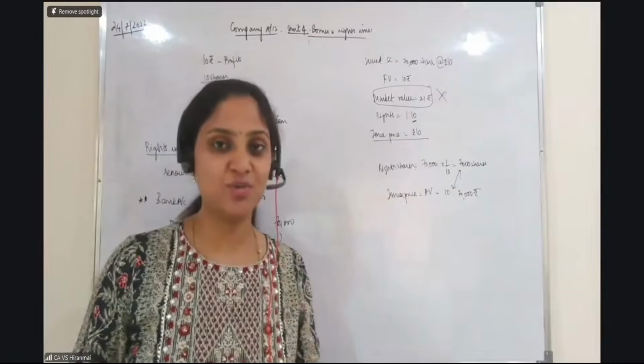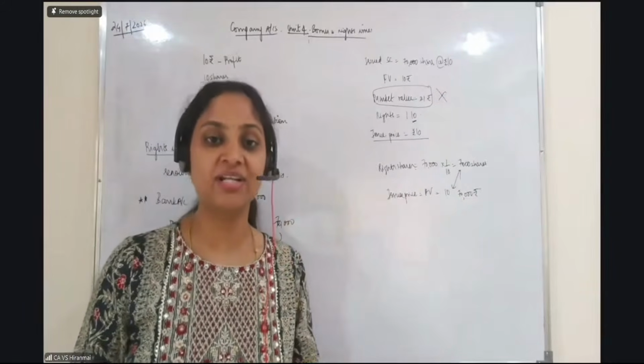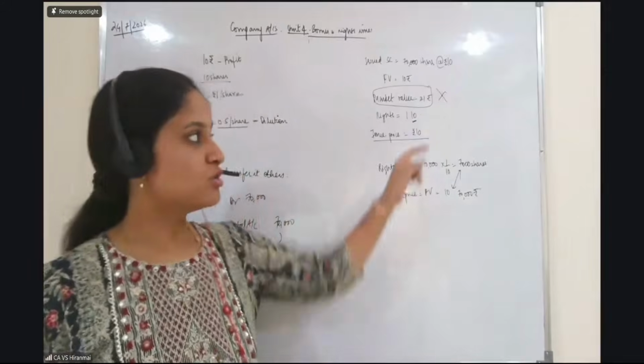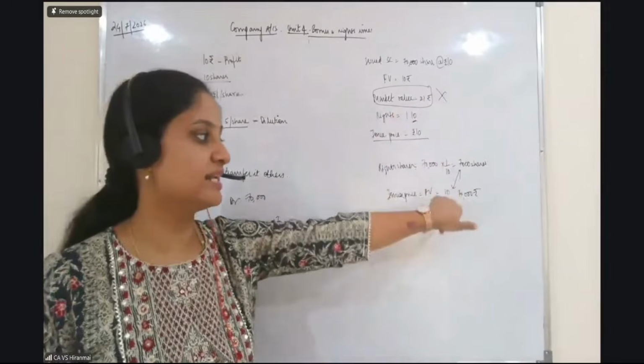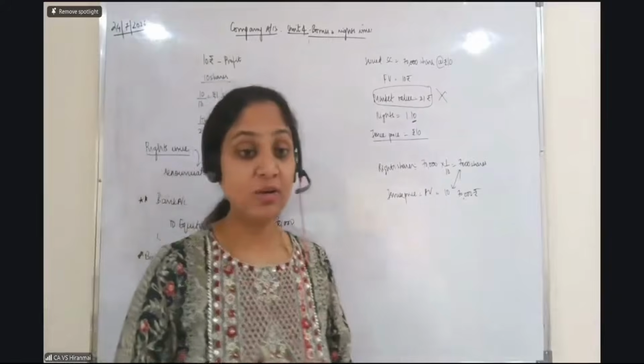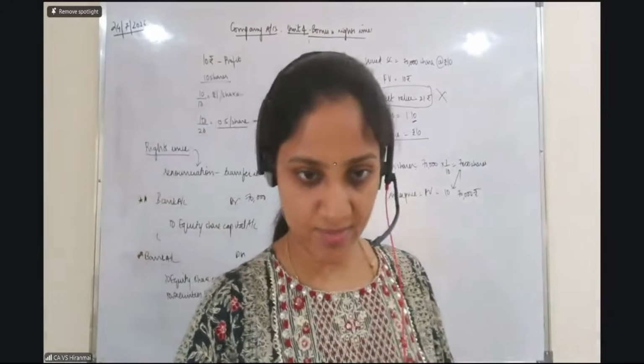Rights issue, if they're giving you a right, it means it is a benefit of a lesser value. So whatever market value is there, it will be given at a lesser value only. Now let us see the next example. The same question. The next example, please see.